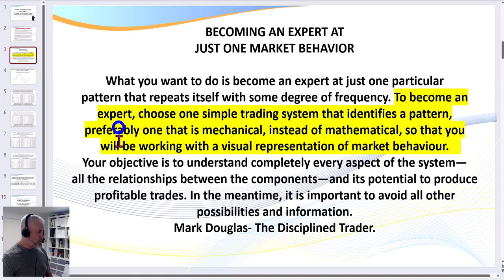Now, as Mark Douglas stated in his book, I think it was around page 273, when he was giving advice on how to master the art of day trading, he said to become an expert, choose a simple trading system that identifies a pattern. So you get to know a visual representation of the market, and that's really what I'm looking for. I'm looking for a flow.